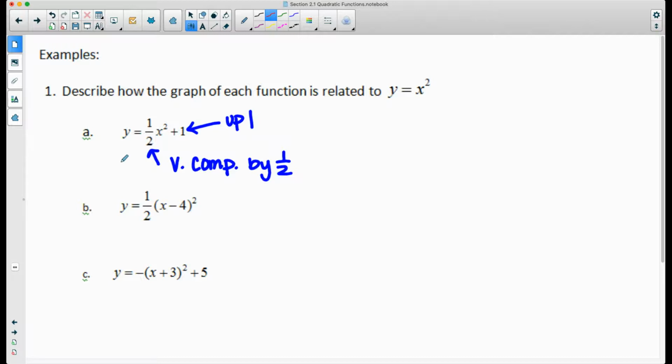All right, who's got part B? It's a vertical compression by 1/2, and it shifts 4 to the right.